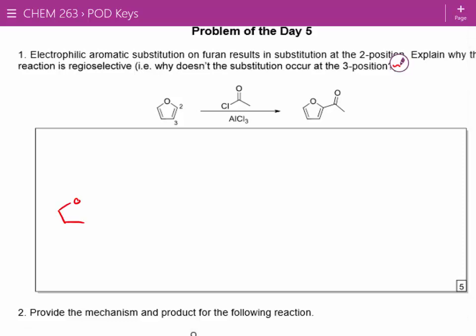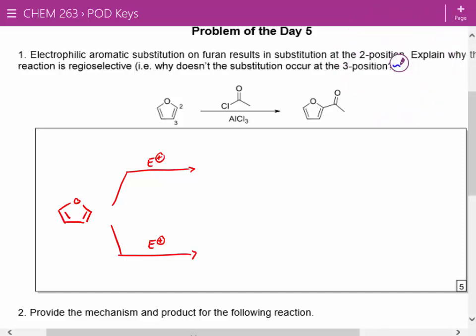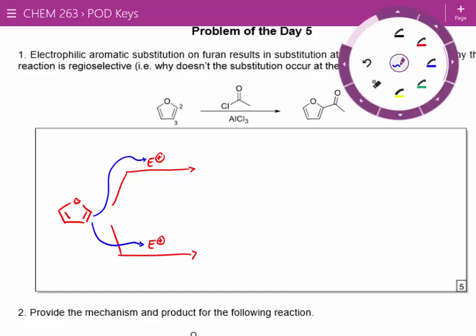I'm not going to draw the whole mechanism. I just want to explain the regiochemistry for why it chooses that 2 position over the 3 position. And so what we can do is draw both intermediates, and I'm just going to draw a generic electrophile E. And we can show at least simple arrow pushing, and we can say it can attack from that 2 position, or it can attack at this 3 position.